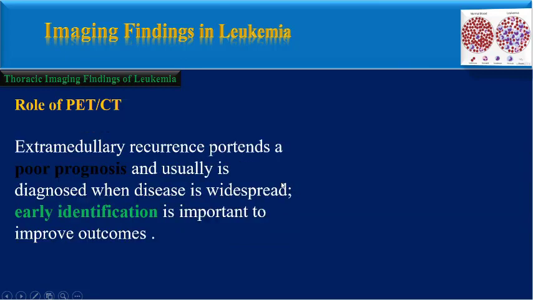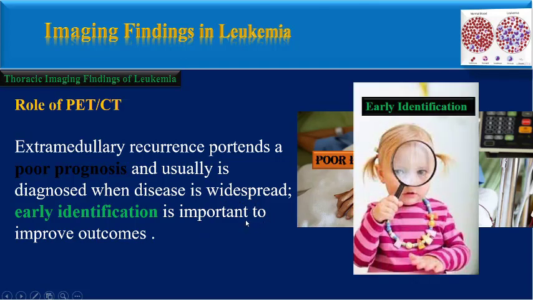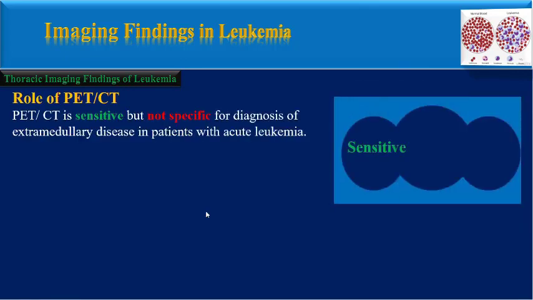Extramedullary recurrence presents a poor prognosis and usually is diagnosed when disease is widespread. Therefore, early identification is important to improve outcomes. PET-CT is sensitive but not specific for diagnosis of extramedullary disease in patients with acute leukemia.